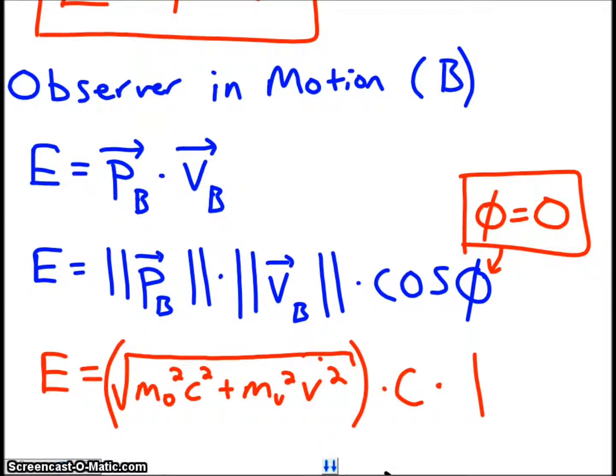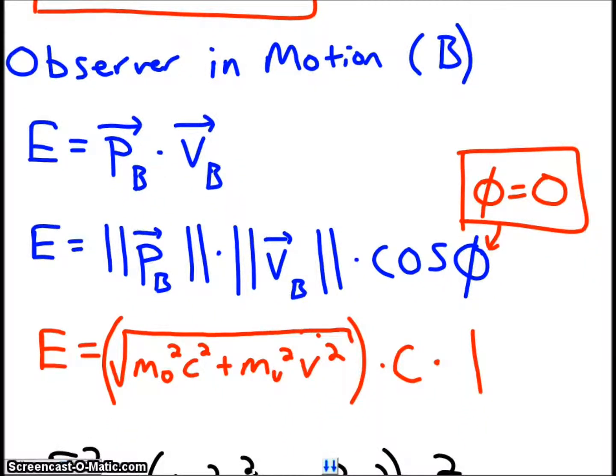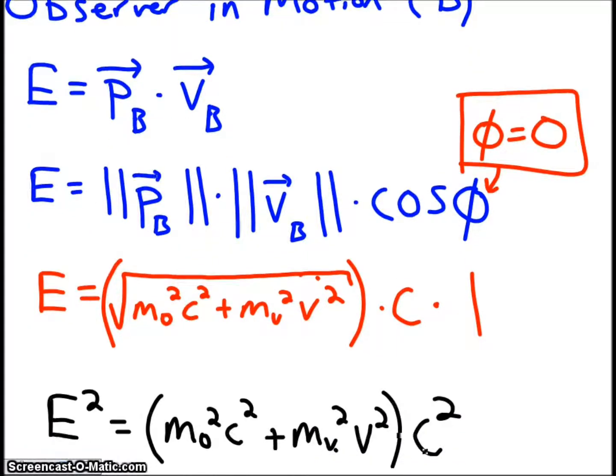We're going to take a dot product of those two things. Again, we can find that by taking the magnitude of the momentum for rocket ship B times the magnitude of the velocity for rocket ship B times cosine phi, which again is equal to 0. And so we end up getting cosine of phi is equal to 1. The magnitude of the velocity is still c, because that's part of the conjecture. The speed is always fixed at c.